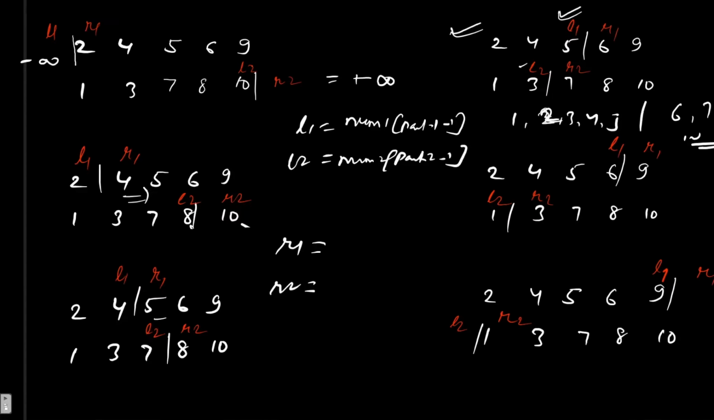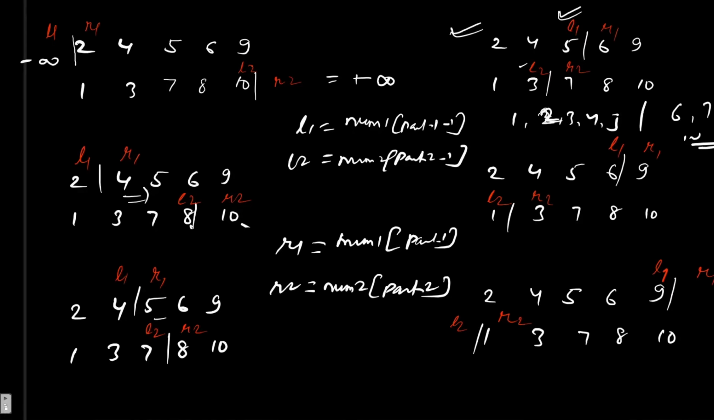It is going to be equal to nums1, one index forward, that is one index next to L1. So it is going to be equal to nums1 at partition 1 and nums2 at partition 2. Okay, so this is the ideal case when all the elements are in the middle.